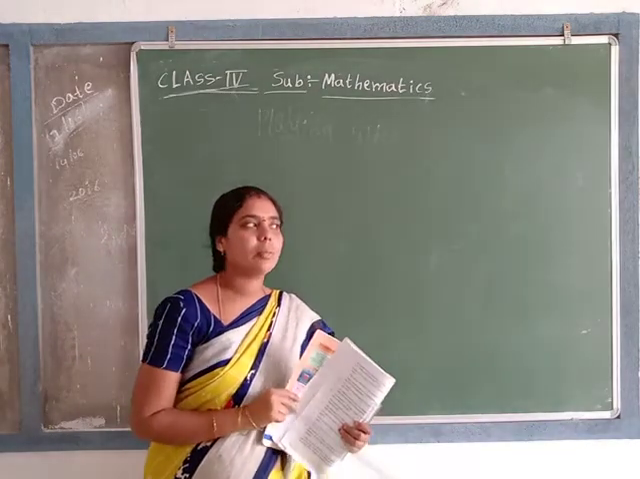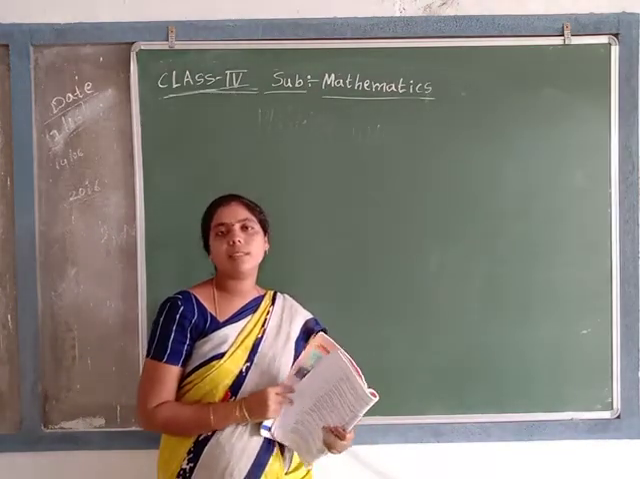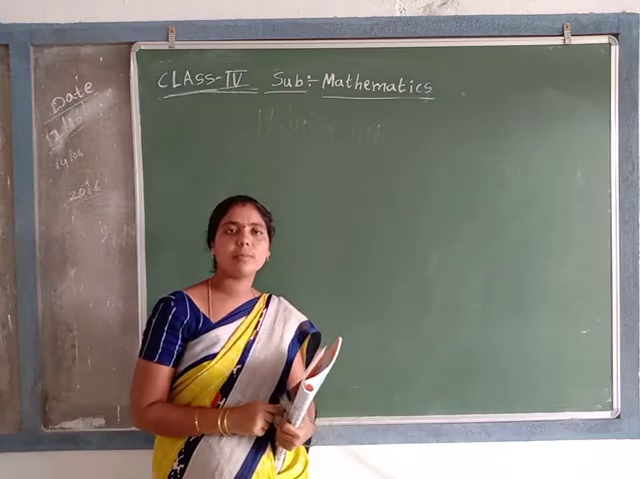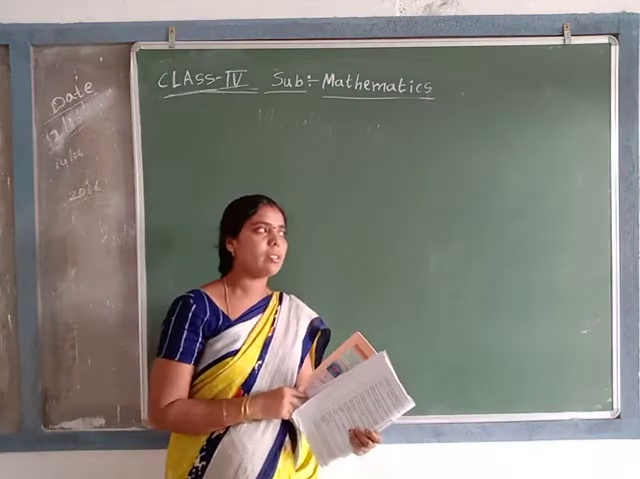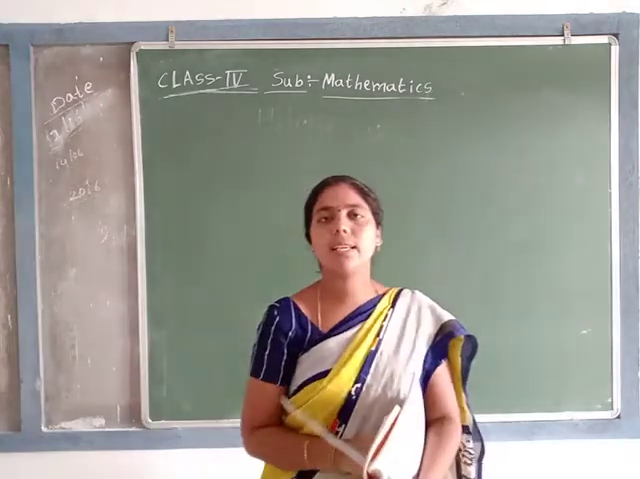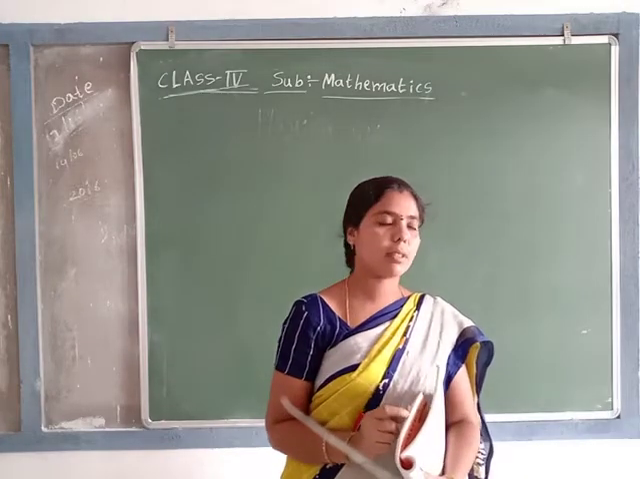Before chapter 2, which chapter did we learn before in class 2? The 7th chapter, equal shapes and equal rules.